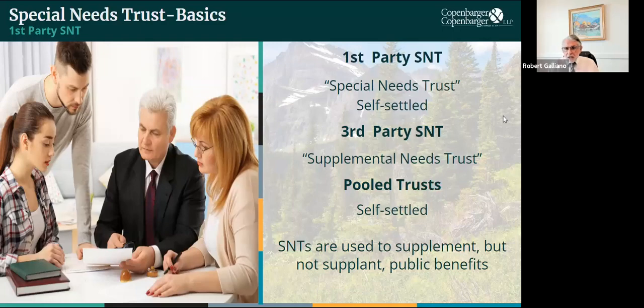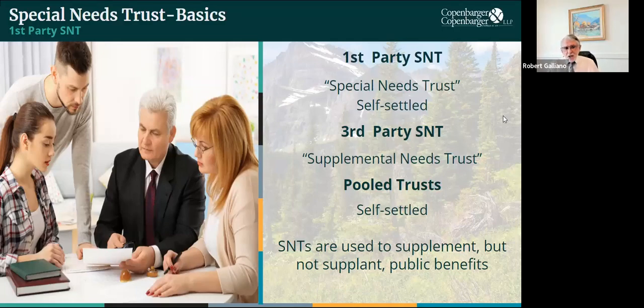Now, the term self-settled means that it is funded with the properties of the beneficiary themselves. In other words, the first party trust is funded with property that belongs to the beneficiary. The pool trust, self-settled, is funded with property that belongs to the beneficiary.